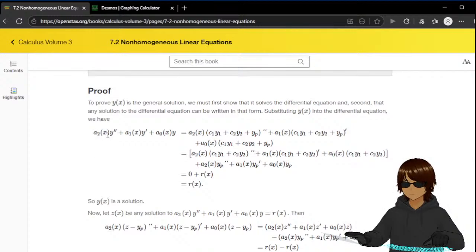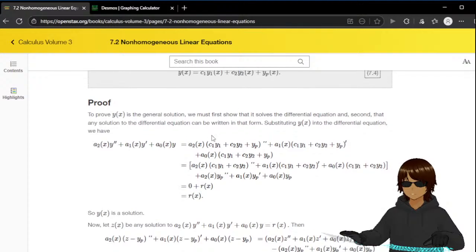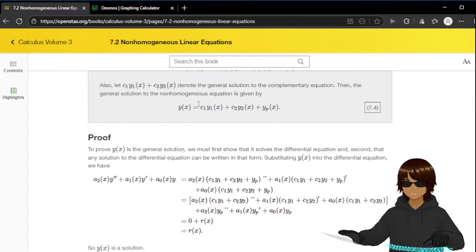So the proof is we have this. We can take a 2 out. Double derivative. Wait, what are they doing here? To prove why this is the general solution, we must first show that it solves the differential equation. Okay, so they plugged this in.